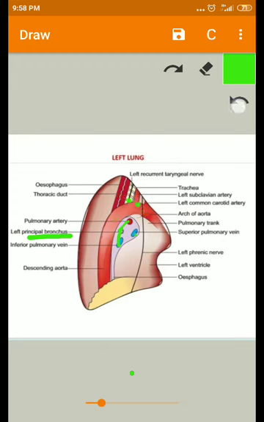Another important thing is that there are pulmonary plexuses on the anterior aspect as well as the posterior aspect. These two pulmonary plexuses are related to both the right lung and the left lung. Inferiorly it has the pulmonary ligament. So these are all the structures related to the mediastinal surface of the left lung.